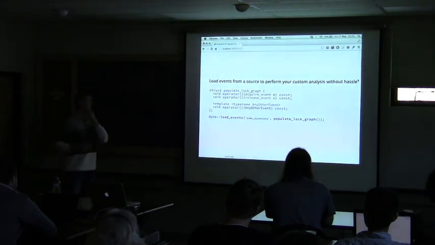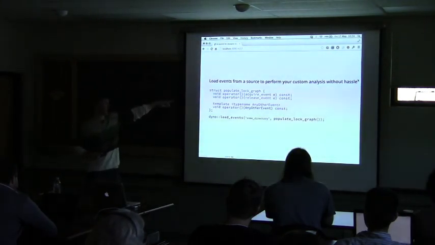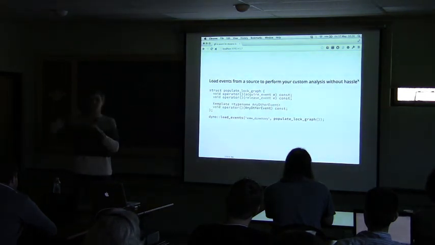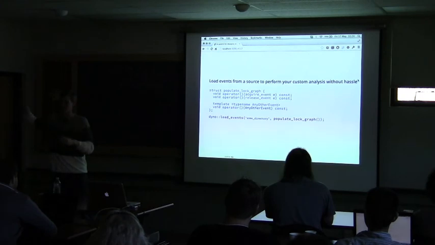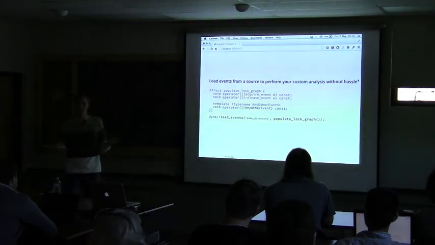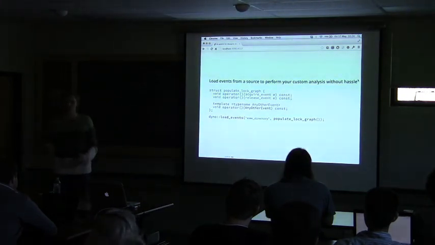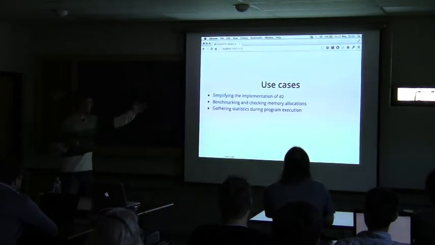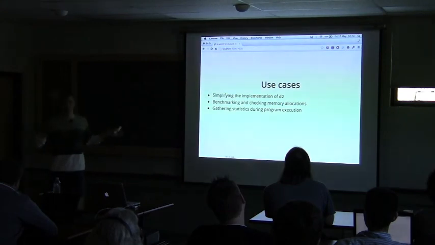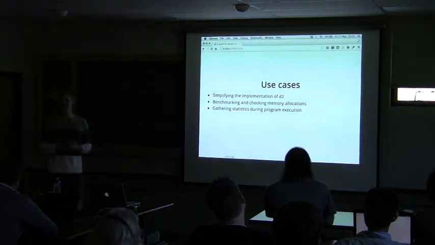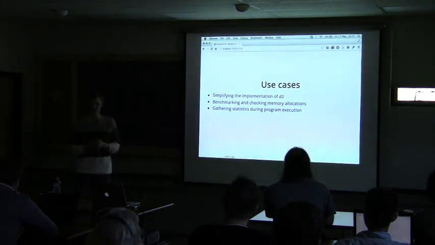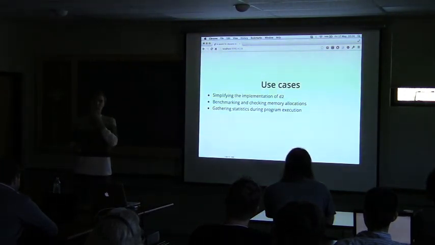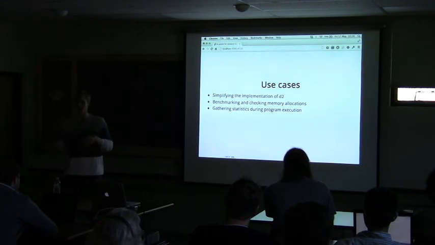And so for D2, for example, whenever an acquire event is generated, we would add an edge with some information on the lock graph. When there's a release event, we wouldn't do much. And when we encounter any other event, we don't do anything. And so the use cases for Dino are, first, simplifying D2's implementation, which is the reason why I started it. And then we could also maybe benchmark memory allocations, check them.